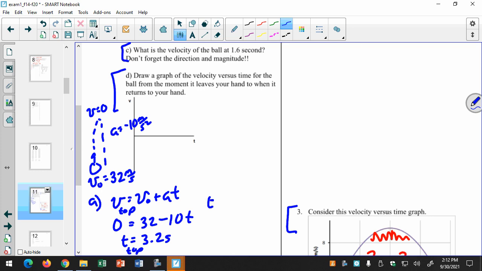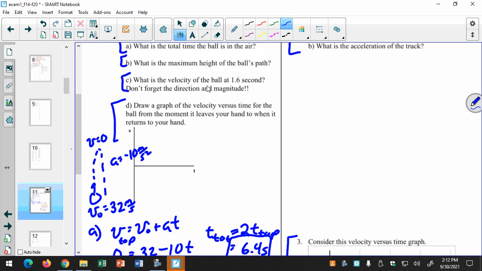So the total time, which I'll call t tot, is equal to twice t top, or 6.4 seconds. All right, I'm going to circle that answer. It makes my job a lot easier when I'm grading them, if you'll circle your answer. So that's the first question.